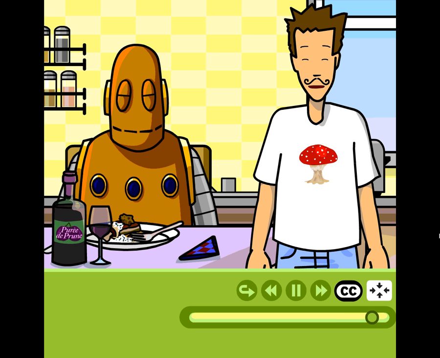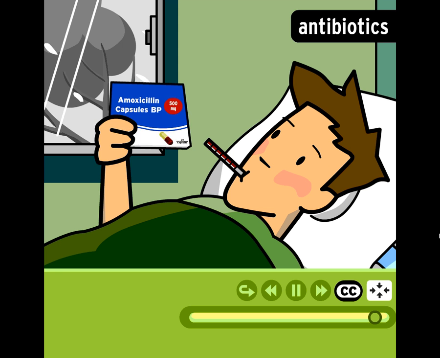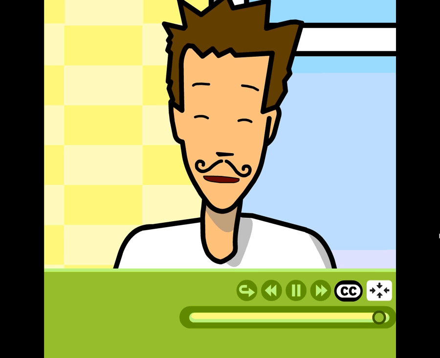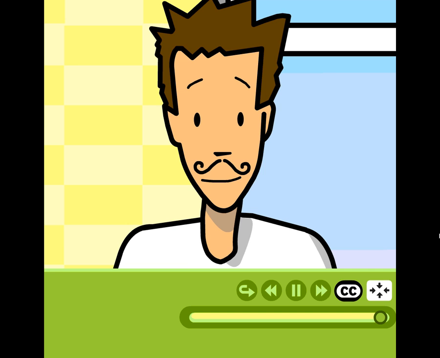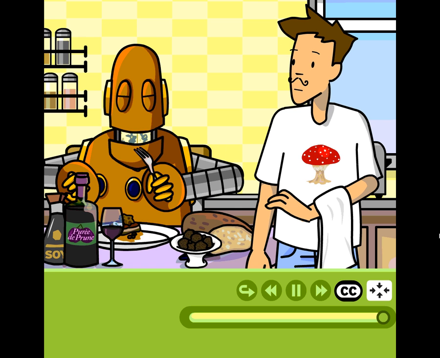We humans benefit from fungi even more directly. Most antibiotics, medicines that fight bacterial infections, are derived from fungi. And last but not least, we rely on fungi for food. Bon appetit.